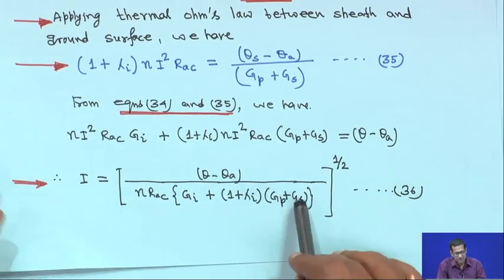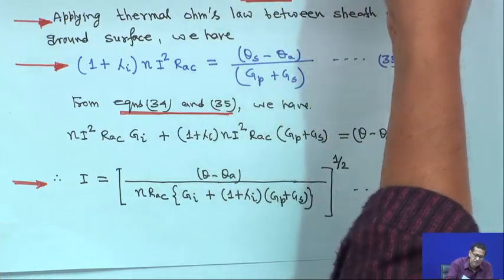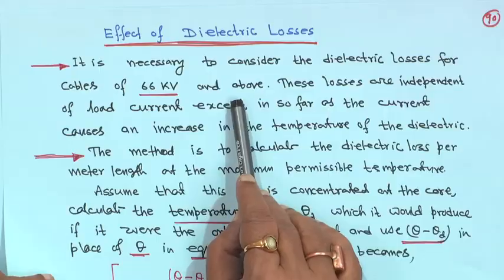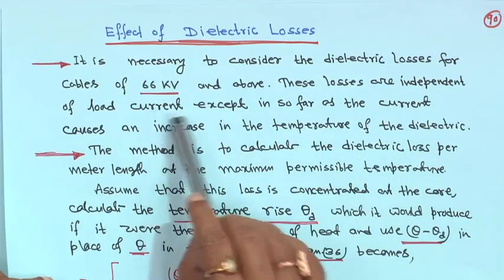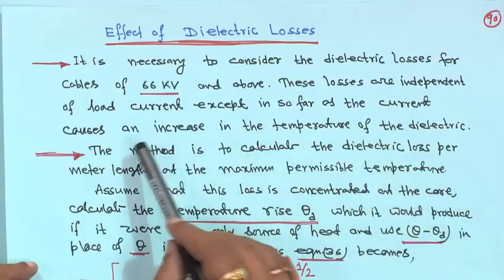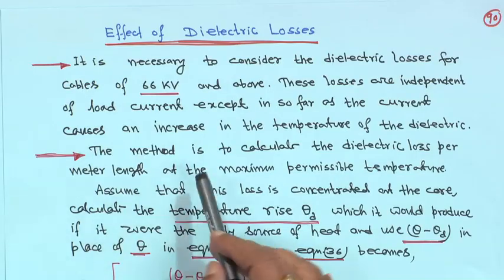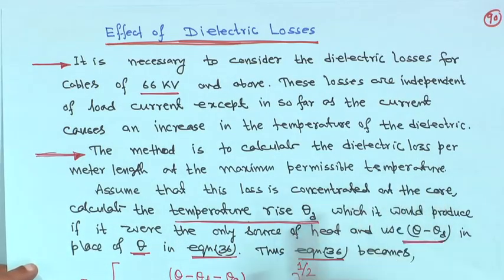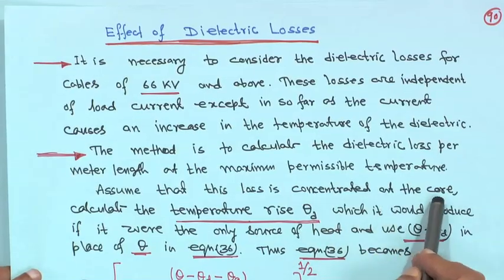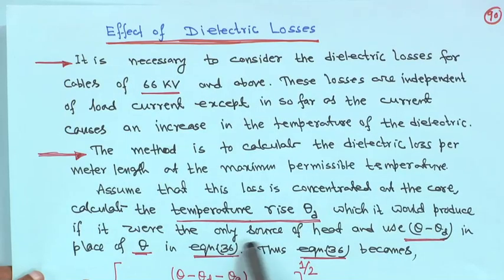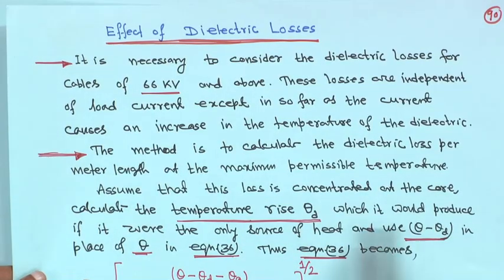This is the expression of I, but now the question is that you have to also include the effect of dielectric loss. If we include the effect of dielectric loss, this equation will be modified, because it is necessary to consider the dielectric losses for cables of 66 kV and above. These losses are independent of load current except in so far as the current causes an increase in the temperature of the dielectric. So, the method is to calculate dielectric loss per meter length at the maximum permissible temperature.